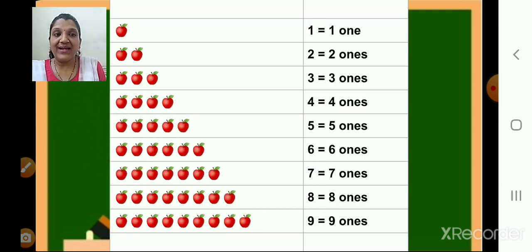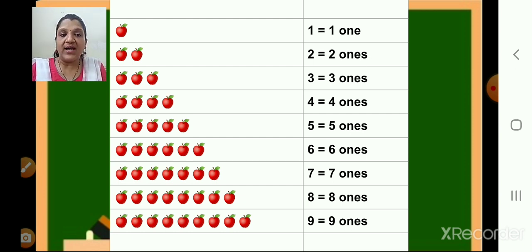So, we can read and write 1-digit numbers as 1 equals 1 one, 2 equals 2 ones, 3 equals 3 ones, 4 equals 4 ones, 5 equals 5 ones, 6 equals 6 ones, 7 equals 7 ones, 8 equals 8 ones, and 9 equals 9 ones. Now this is about 1-digit numbers.